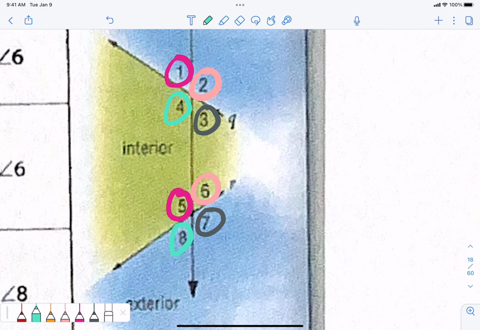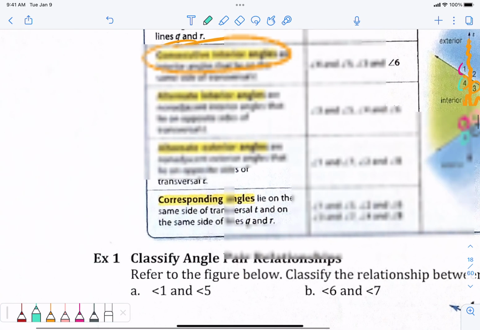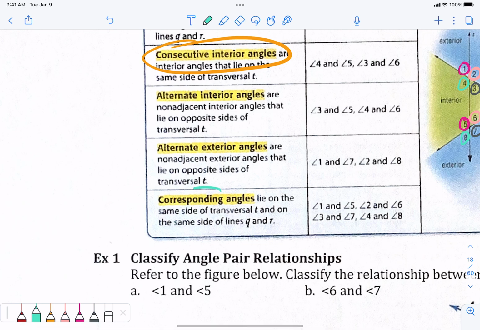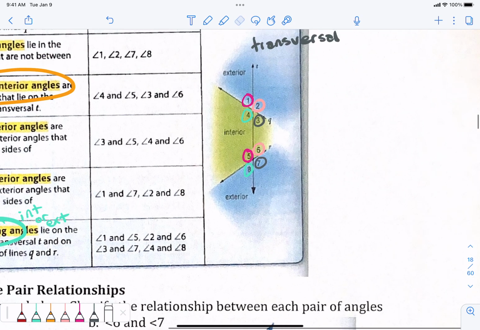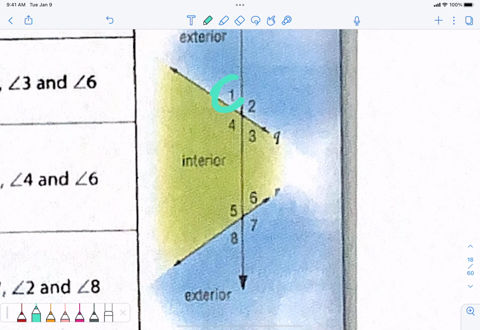Here's how I can kind of remember this. Corresponding is the only one of those pairs that doesn't have interior or exterior on the outside of it, right? Do you know why? Because 1 is exterior and 5 is interior. Corresponding has one of each, right? So that's why corresponding does not have interior or exterior in its name.